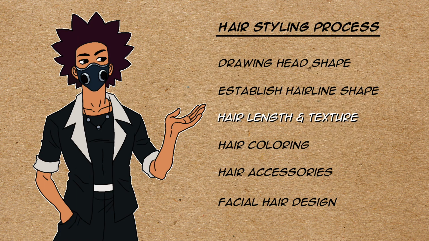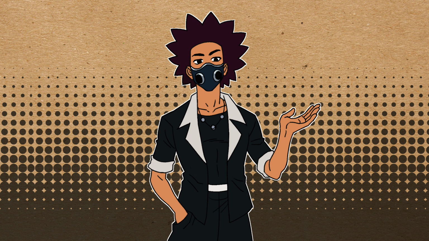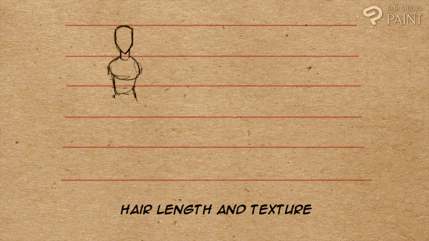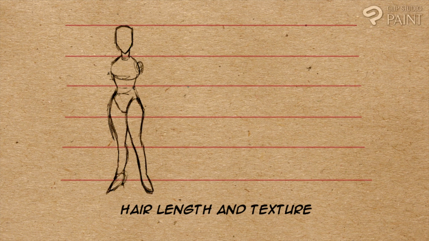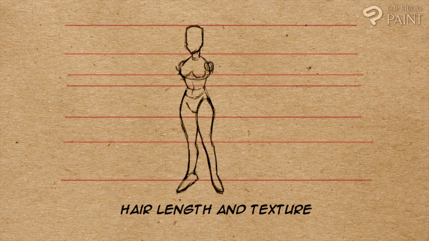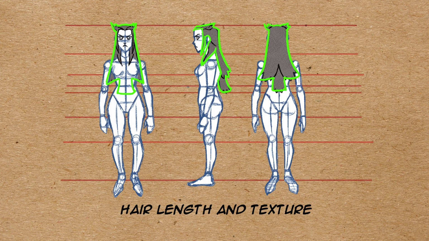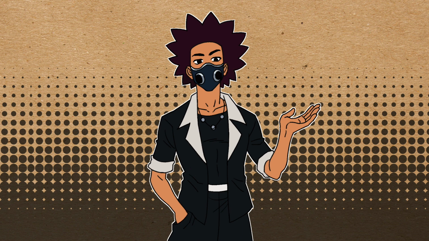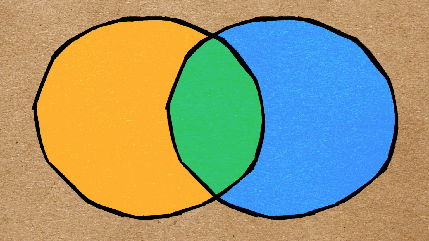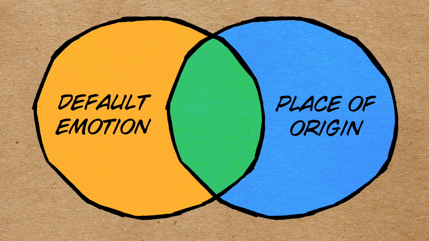Step number 3, hair length and texture. In real life, melanin contributes to varieties found in hair texture, curly or straight. Some cultures value long hair as a symbol of strength, spirituality, or beauty, while others prefer short and practical. Whatever hairstyle you choose, similar to the initial step, treat the hair as a building block before tackling texture. Ultimately, it's your choice. Make your character's hair as long or short as you see fit. My main suggestion for you is to ask yourself, what is my character's default emotion, and where is their place of origin in my story? Both these things contribute to the theme of your character. Always stay true to it.